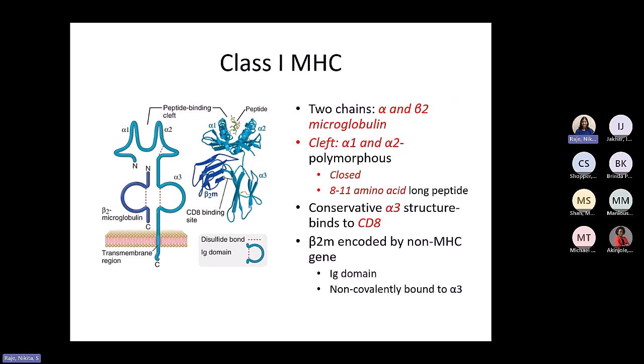So remember, the class 1 MHC molecule on the surface of APCs is meant to present the antigen or the peptide in this alpha 1 alpha 2 cleft to the CD8 T cells, and the CD8 cell has to interact with this class 1 MHC along with that peptide as well. That interaction occurs between the alpha 3 domain and the CD8 T cell. Beta-2 microglobulin is encoded by a non-MHC gene, right? It has that immunoglobulin domain as well, and it is non-covalently bound to the alpha 3 domain of this alpha chain.